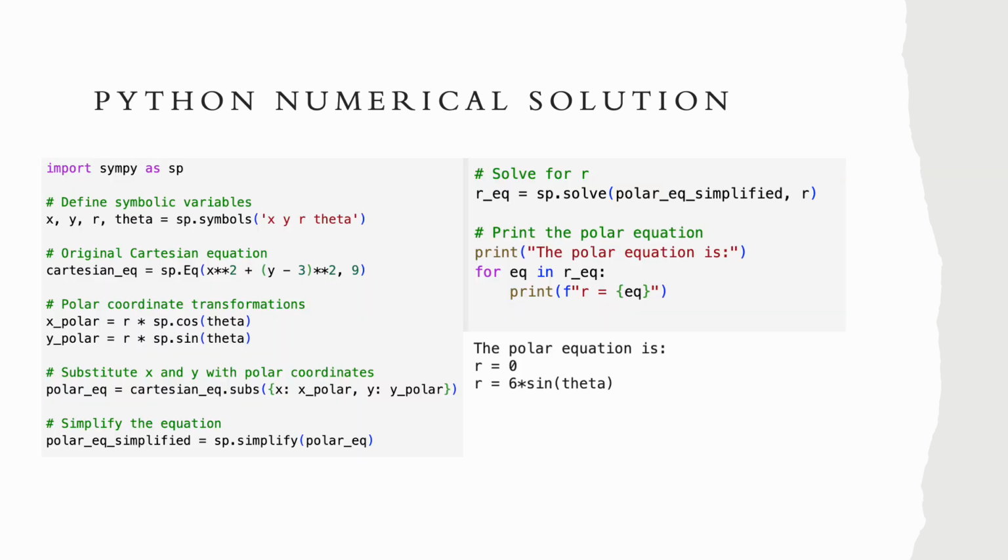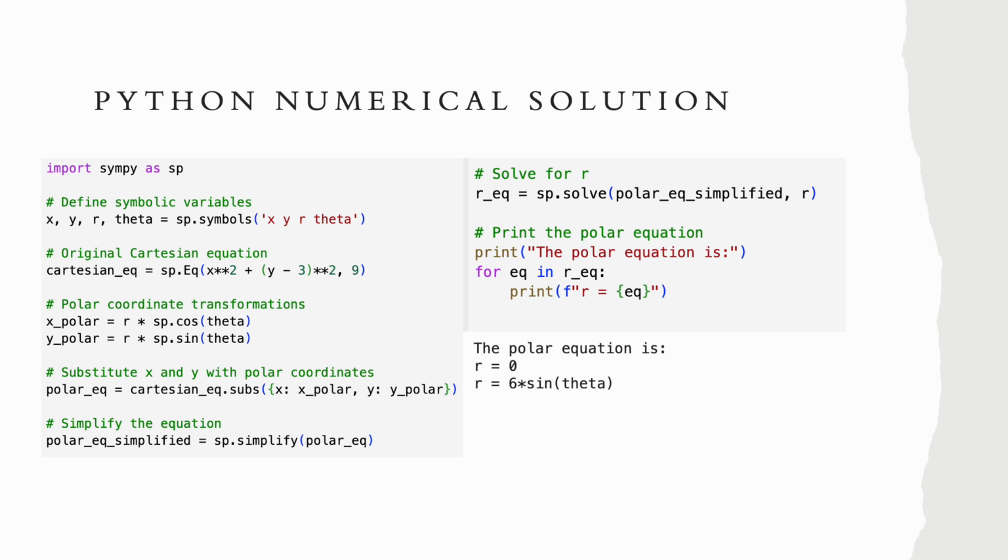For our Python numerical solution, our first step is we import the SymPy library, which is a symbolic math library in Python. It allows us to define variables, manipulate equations, and solve them algebraically. Our second step is to define symbolic variables. We define our 4 symbolic variables as x and y, which represent the Cartesian coordinates, and r and theta, which represent the polar coordinates. These variables will be used to define the Cartesian equation and perform substitutions.